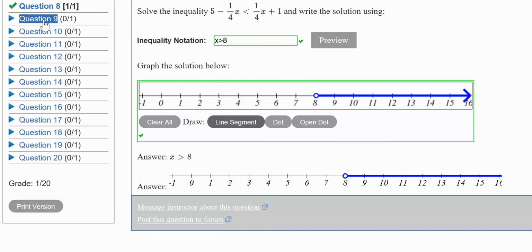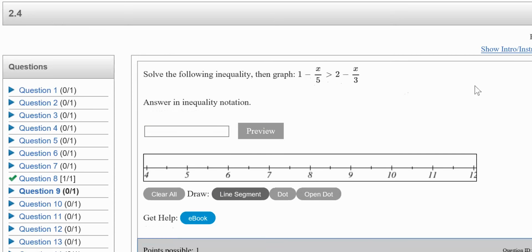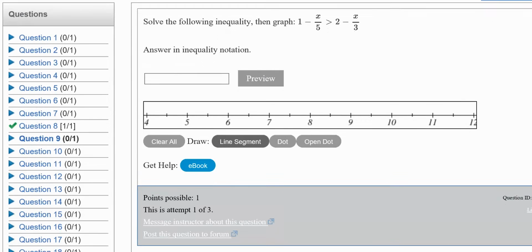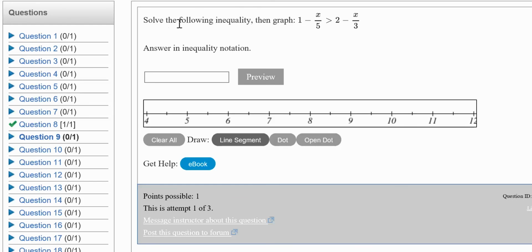Number 9 is the next one to be done. Again, your problem is going to be very similar, not exactly the same as this, but solve the following inequality. And of course, we've got to graph this again. So let's see what happens here. So 1 minus x over 5 greater than 2 minus x over 3. Again, we have fractions on our hands. Let's get rid of them, multiplying through by the common denominator. In this case, it's going to be 15.